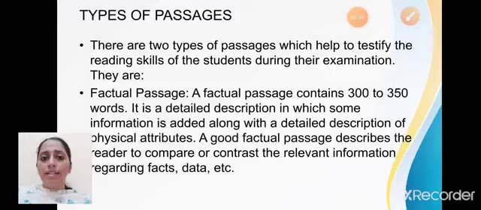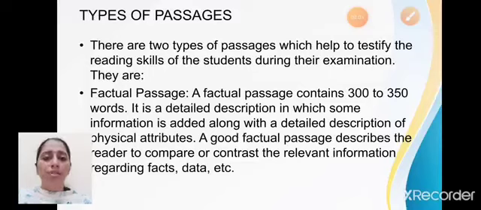Let's quickly understand the different types of passages. There are two types of passages which help to testify the reading skills of students during their examination. The first one is factual passage. It contains 300 to 350 words. It's a detailed description in which some information is added along with detailed description of the physical attribute.